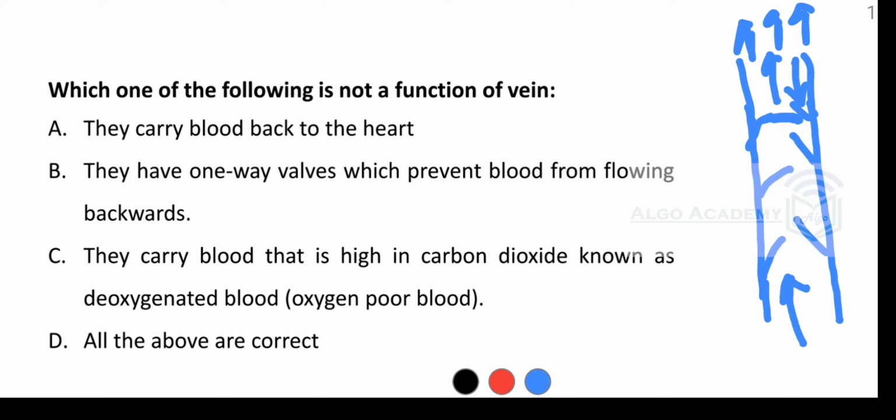The options to this question: they carry blood back to the heart. We studied that arteries carry blood from the heart towards the organs, and from these organs the deoxygenated blood is carried towards the heart by veins. So that statement is correct. They have one-way valves which prevent the blood from flowing backwards. That is also correct. They carry blood that is high in carbon dioxide, known as deoxygenated blood. Yes, that's also right. That means all the above are correct. We will tick option D.